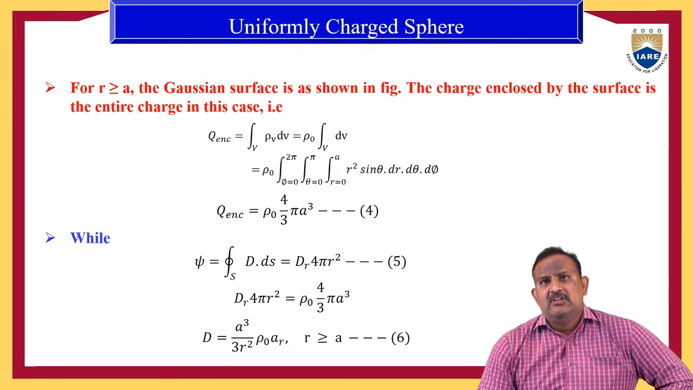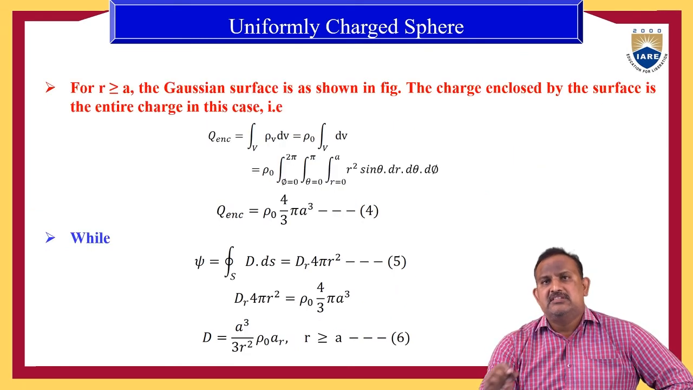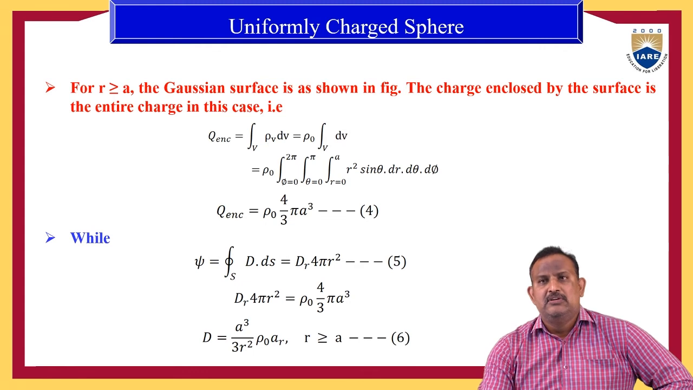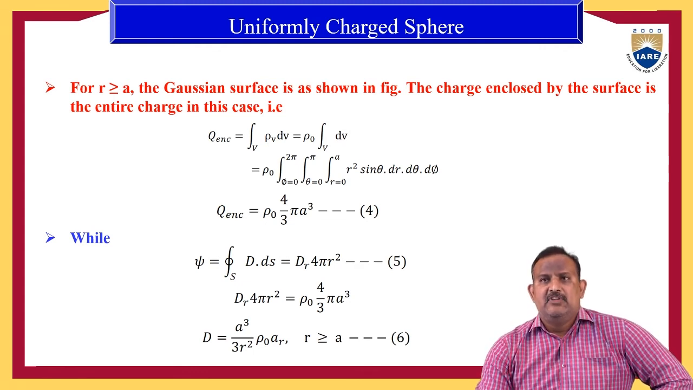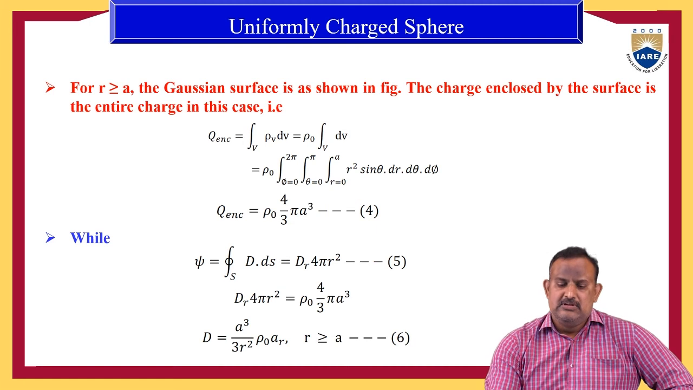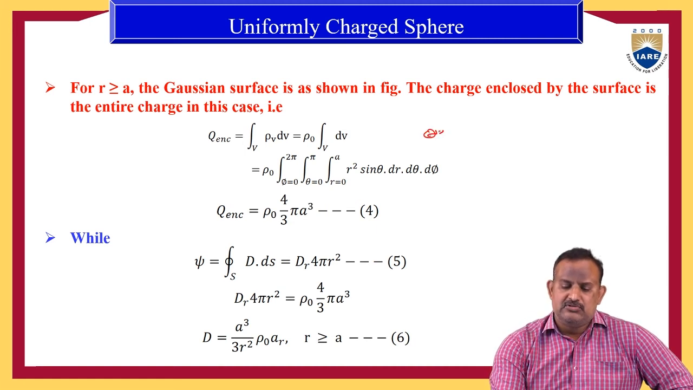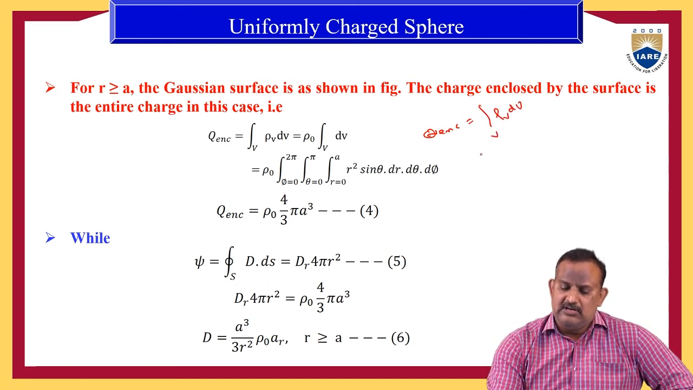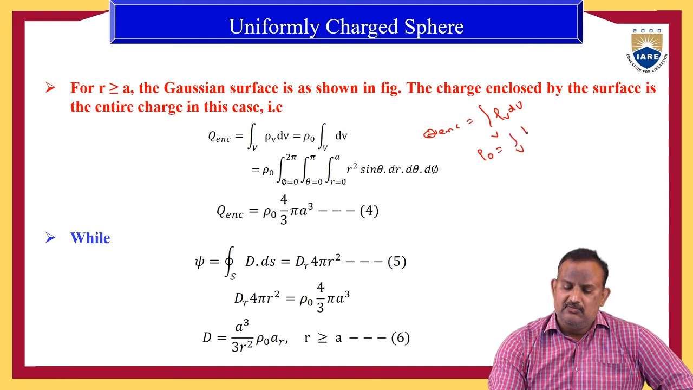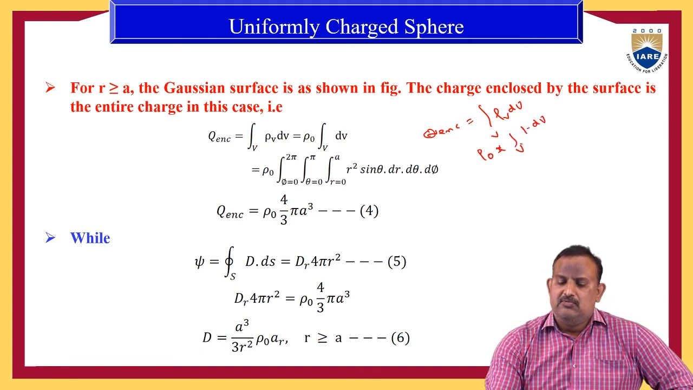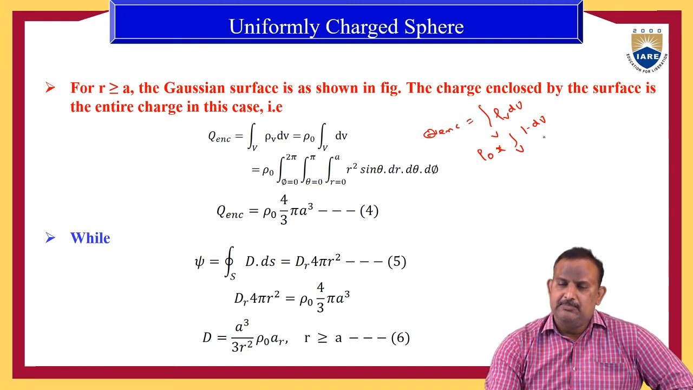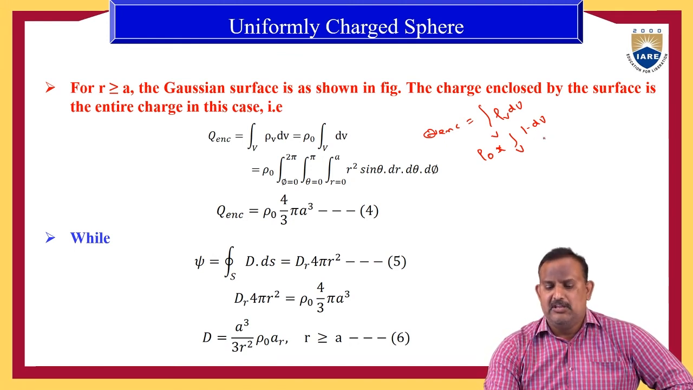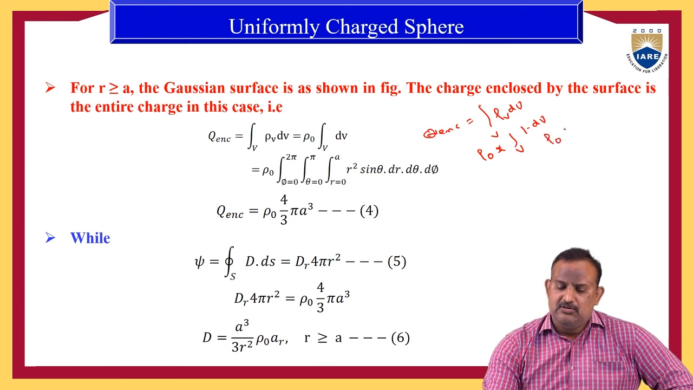Next, the second condition is when we assume the radius of the Gaussian surface r is greater than or equal to the radius of the sphere a. Then again we need to find the charge enclosed. In a similar fashion, the charge enclosed Q enclosed is the volume integral of rho v into dv. We assume rho v is equal to rho naught, so it is rho naught into the volume integral of 1 into dv. We know the volume of a sphere is 4/3 pi r cube. Therefore, it is rho naught into 4/3 pi a cube.